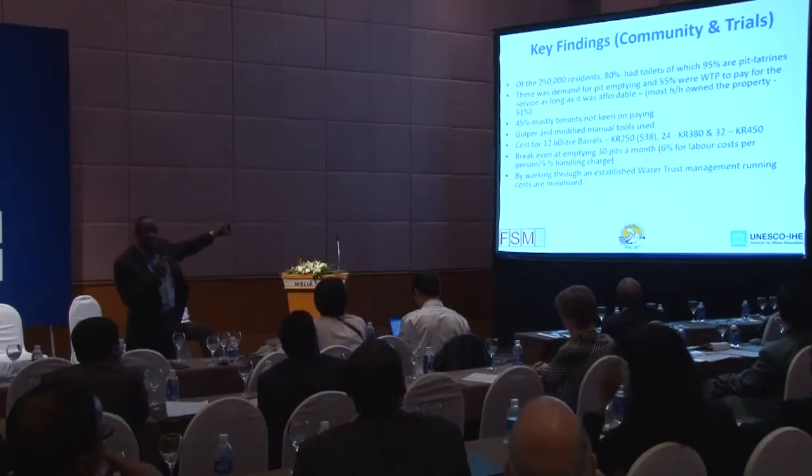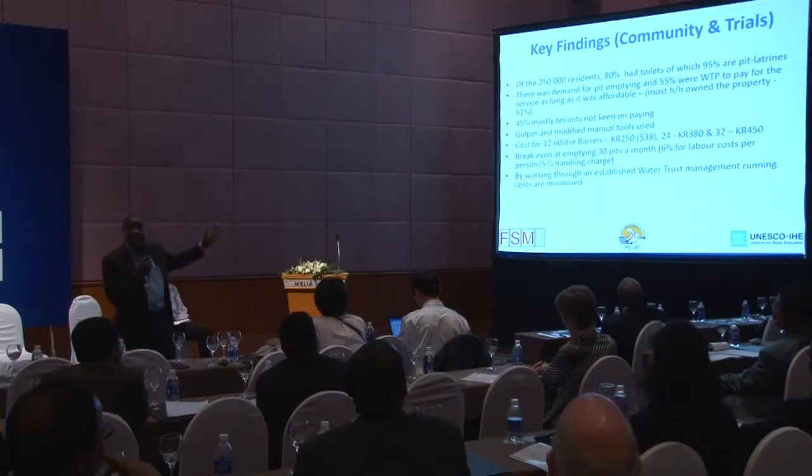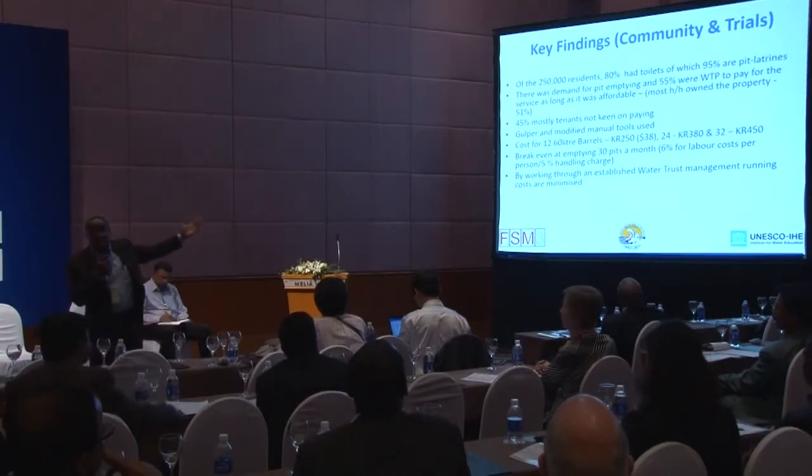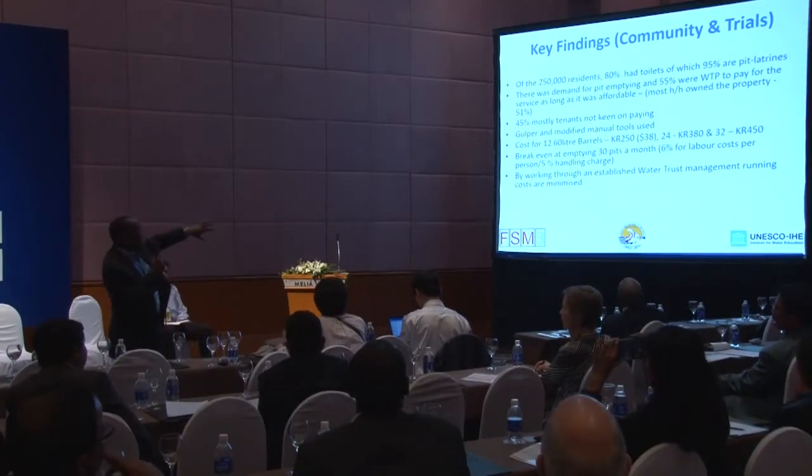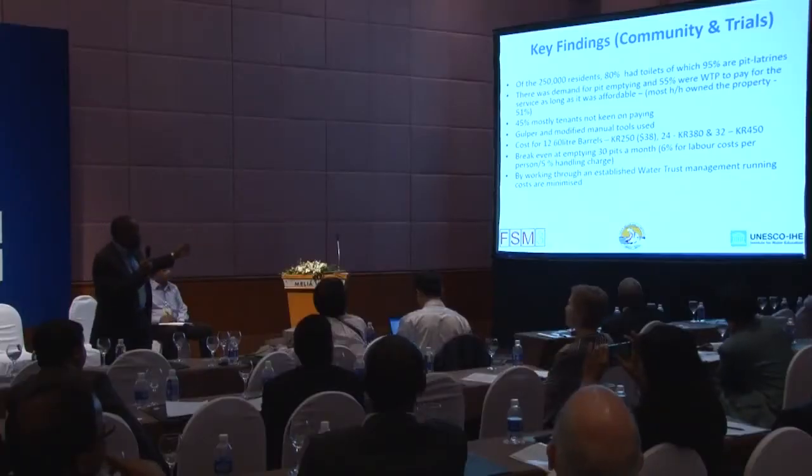And like I've mentioned before, the majority of people actually depend on on-site sanitation systems. So in this particular informal settlement, imagine it's more like a city. It's got 250,000 people, right? And yet it is an informal settlement. So 80% of the people at least have toilets, except that the toilets are nothing much to write home about. And 95% of those are pit latrines.